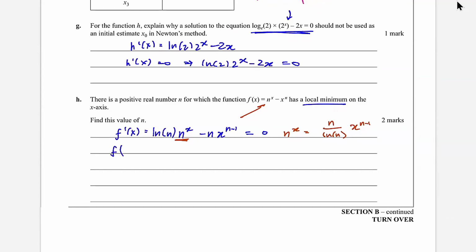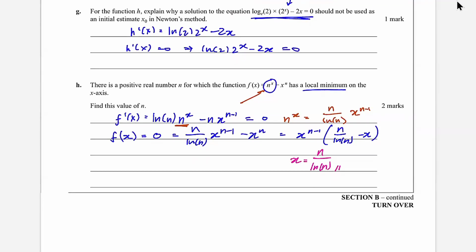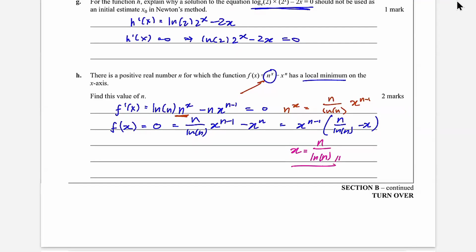Now I'm going to sub that into f of x, which equals 0, which would then be n divided by ln n, x to the n minus 1, minus x to the n. So then I'm going to factorize that as well. And then from there, we get the x coordinate where this happens, the point that we're looking for is here. So does that make sense until this point?